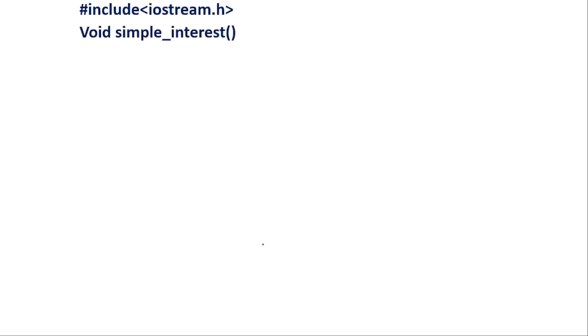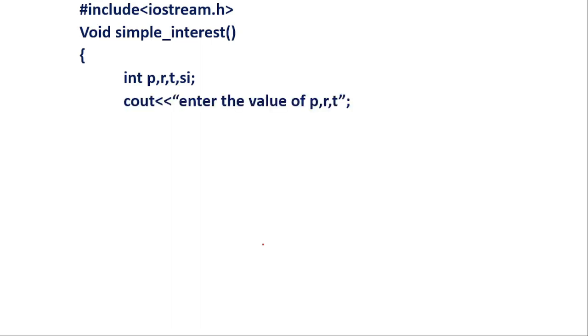First you will write the header file, then you will create a function void simple interest. You can name this function as per your choice. After that you will start the curly bracket. Then I will take four variables. I have taken four variables P, R, T and SI. P is for principal, R is for rate and T is for time. And in the SI variable I will write my formula P into R into T upon 100.